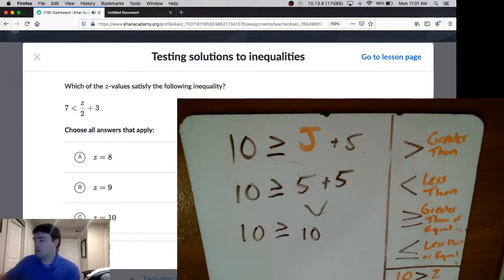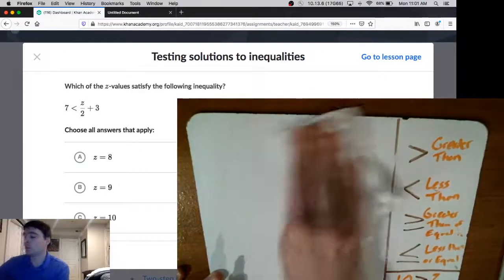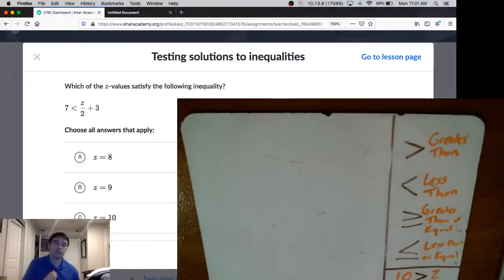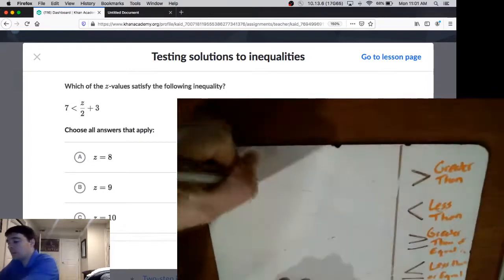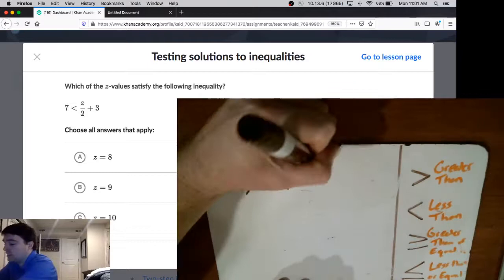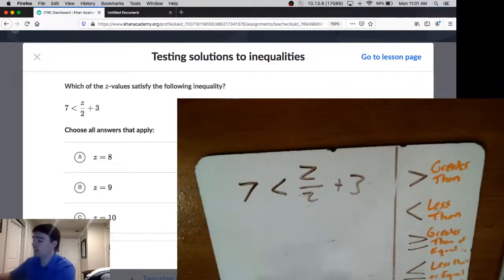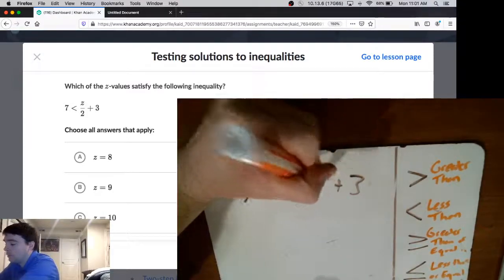For the next question, I would encourage you, if you're still watching and not transitioning to doing this assignment on your own now, try to do this one on your own, and then I'll provide my help. So here it says 7 is less in value than whatever z divided by 2 plus 3 makes. And I'm going to change that z into a different color because that's the variable that we're going to be replacing here.